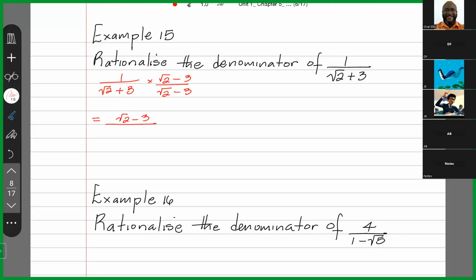Down at the bottom, I'm going to have root 2 squared, which is 2, minus 3 squared, which is 9. So I'm going to end up with what? Root 2 minus 3 over minus 7. And if I write that differently, or if I multiply both the numerator and the denominator by minus 1, I'm going to end up with 3 minus root 2 over 7.